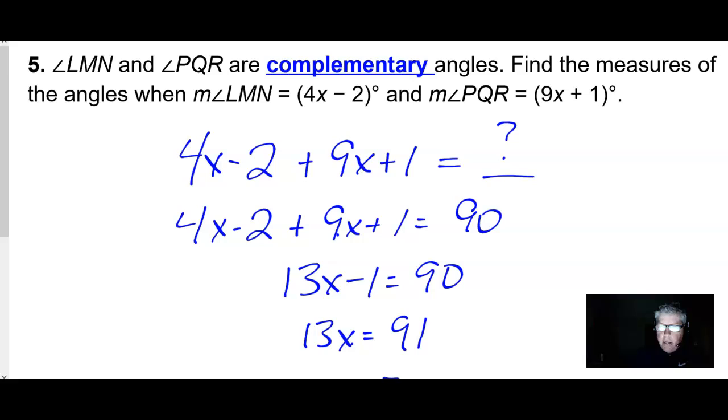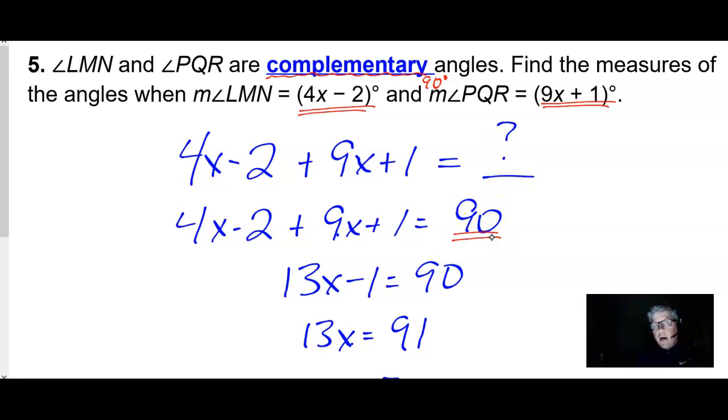All right. Perfect example of using the word complementary. They are complementary, so that means 90 degrees. The measure of the angles are this and this. So we are going to add those together and get 90 degrees.